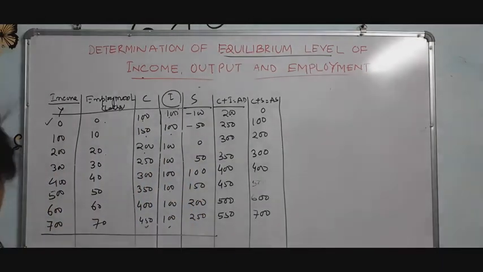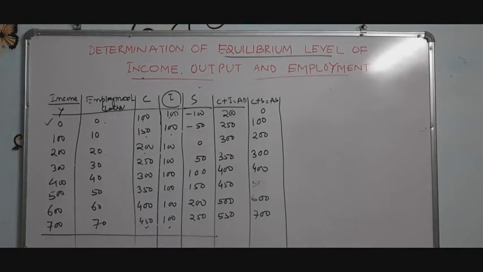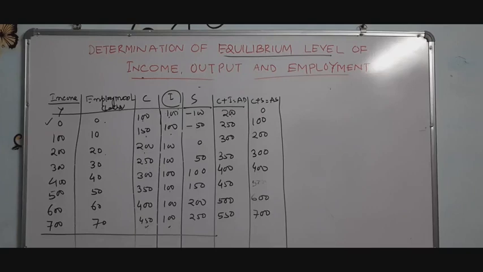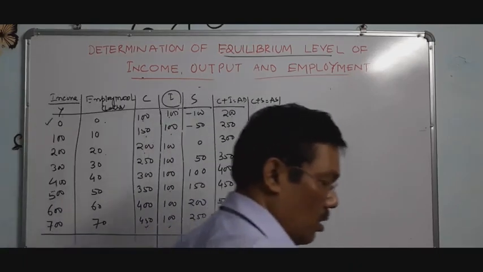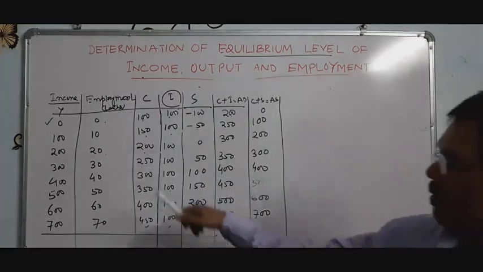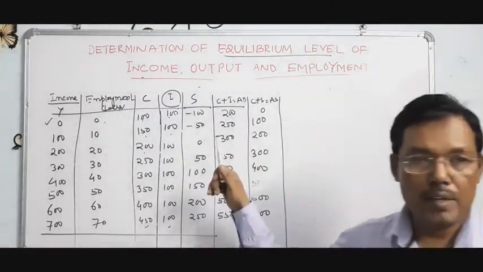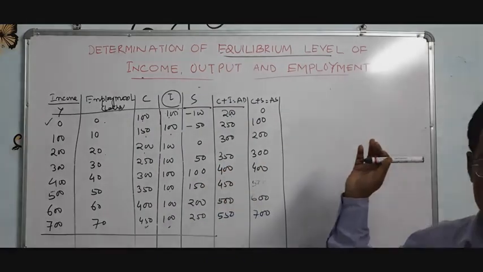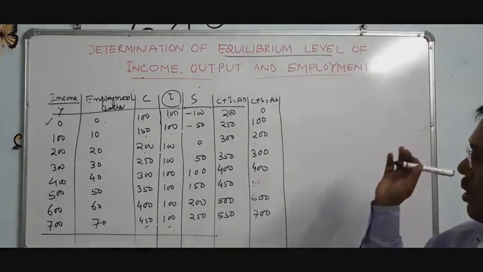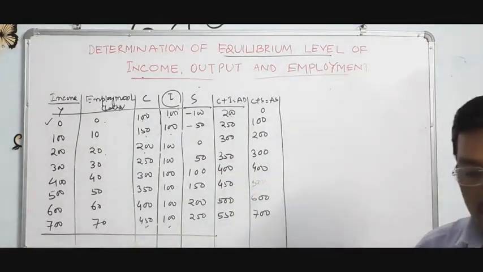Now observe this table very clearly: income, employment, consumption, investment, saving, consumption plus investment equals aggregate demand, consumption plus saving equals aggregate supply. Now it is clear, because we have already discussed individually the aggregate demand curve and the aggregate supply curve. Aggregate demand equals consumption curve plus investment curve, and aggregate supply equals consumption plus saving curve. Both curves we have already discussed in detail.